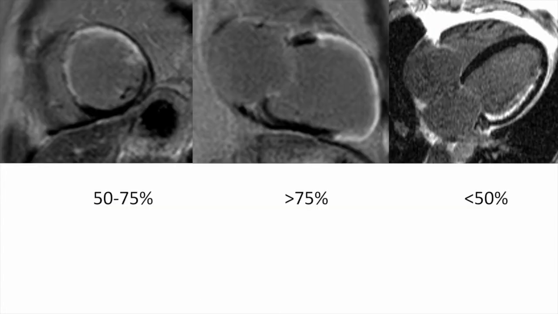So you can look at the different examples where we are seeing less than 50% of infarction, while there are areas of 50 to 75% of infarction, and then there are areas of near transmural infarction.